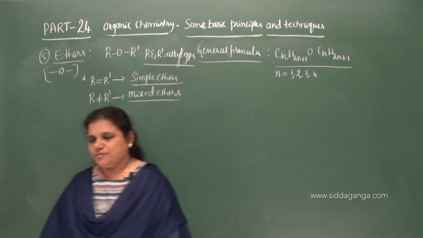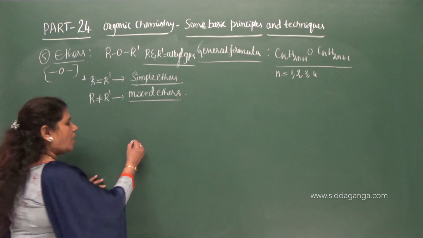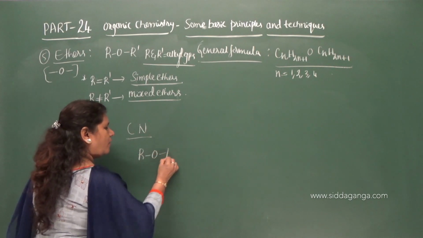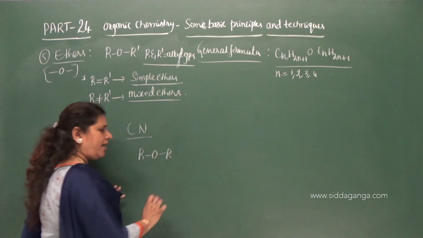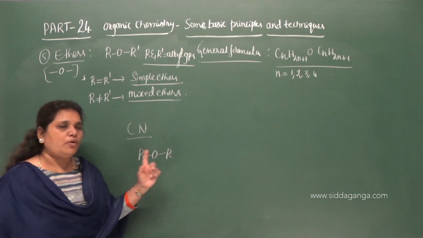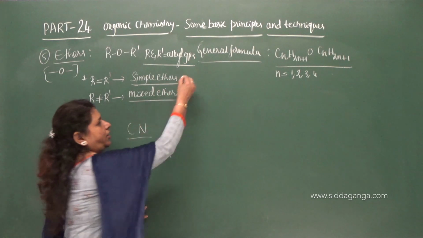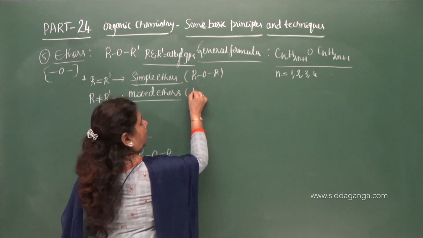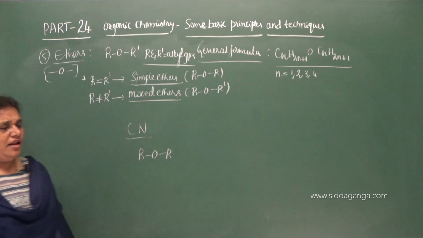Okay, now let us move on to the examples of how to name these. In case of simple ethers, when we take common names of simple ethers, ROR dash is a simple ether, and here R and R dash are the same, so you can write ROR. So this is the general formula of simple ethers. You can write here like this, ROR, and here ROR dash. This is the general representation.